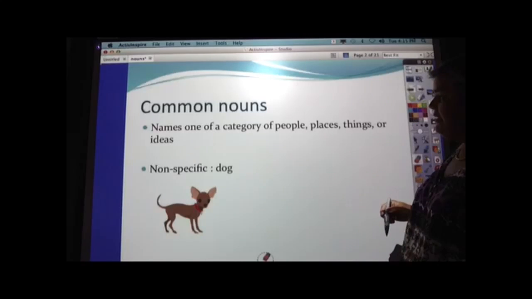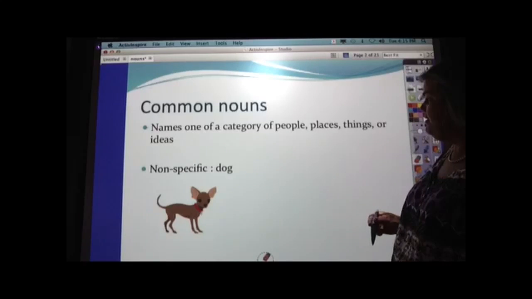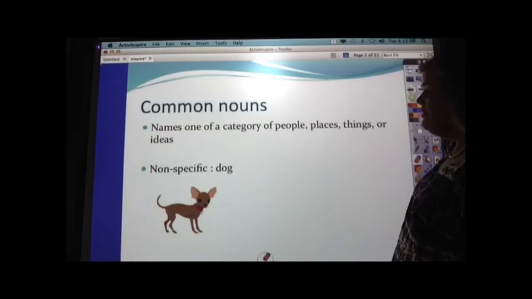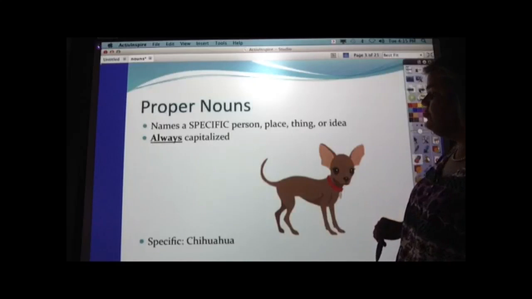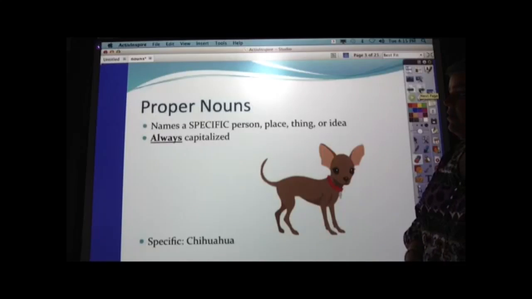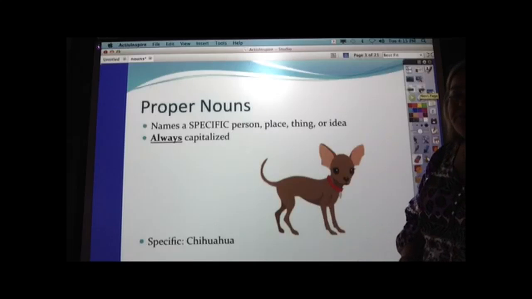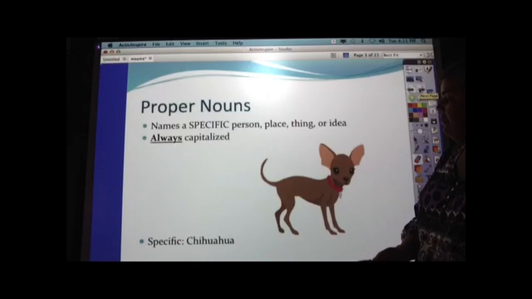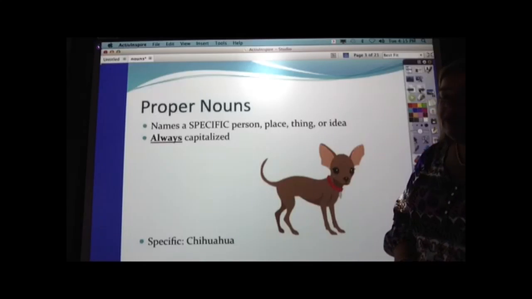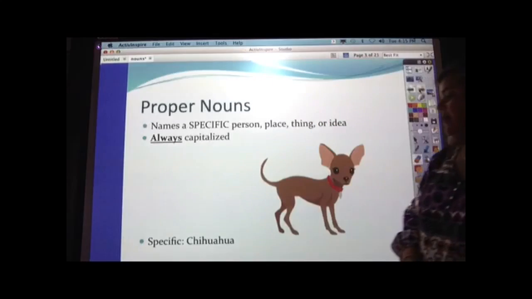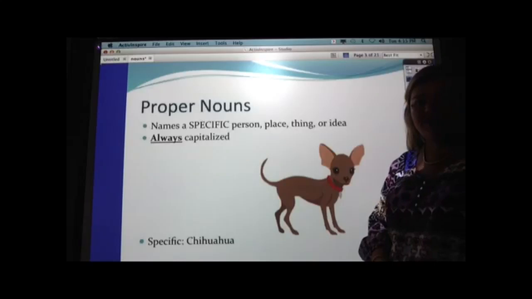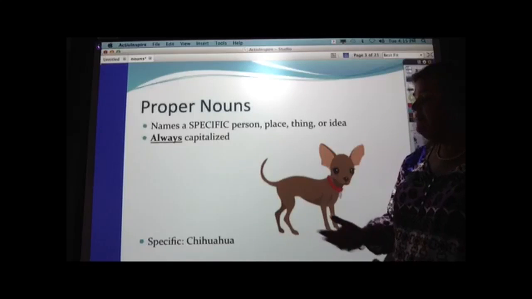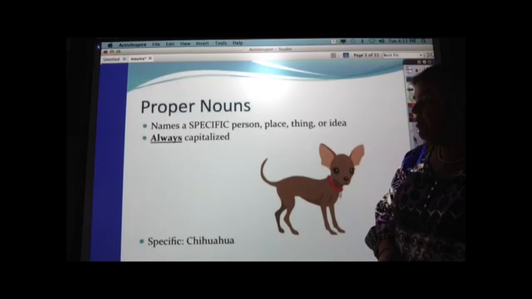We've talked about common nouns. They're general people, places, things, or ideas. But we want to be more specific now. So we're going to talk about proper nouns. Proper nouns name a specific person, a specific place, a specific event, thing, or idea. And they're always capitalized. For example, in our last slide we saw a dog. Well, that's a common noun, a proper noun.